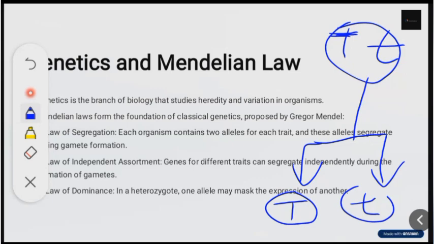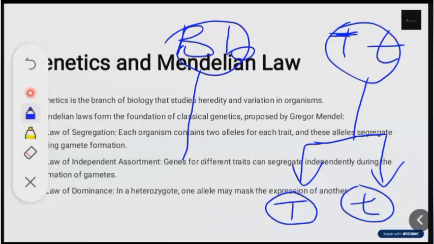Let's do it with another one. What other trait are we going to use now? Let's use eye color for example. Either your eye color is black or brown. Capital B will be for black and small b will be for brown. Let's say you receive black and brown from your mom and your dad. This law is telling us that when you want to form sex cells, your alleles will separate as well to form capital B and small b.